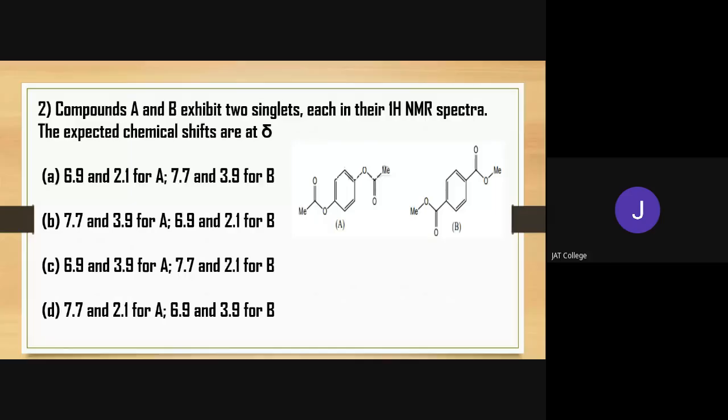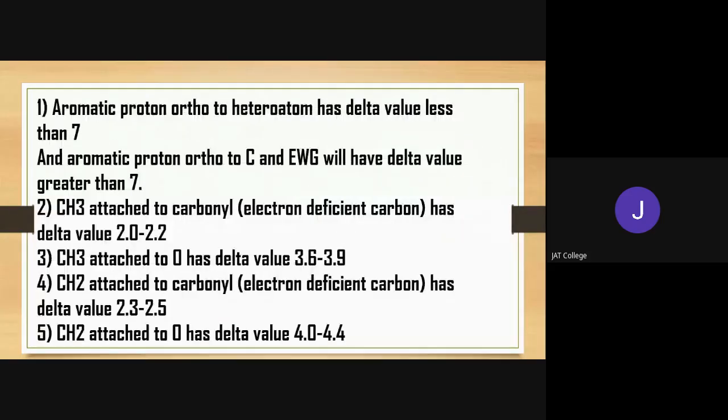Now, after that, what I have told you, look at here. Aromatic proton ortho to heteroatom has the delta value less than 7. That means, if oxygen or nitrogen is directly attached to the aromatic ring, then the proton ortho to that oxygen or nitrogen will have the delta value less than 7.